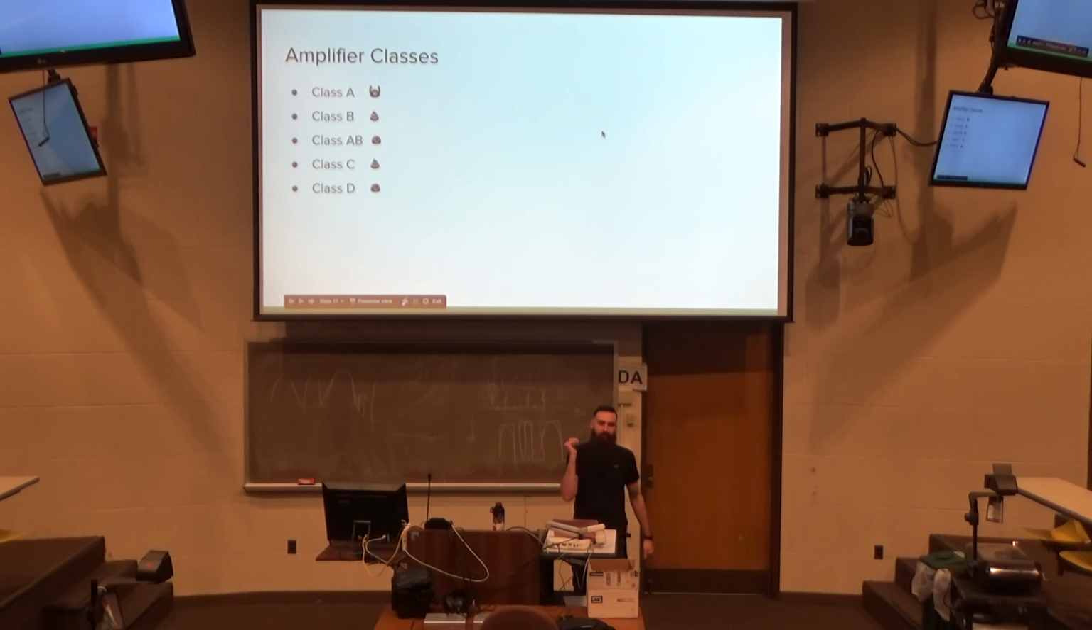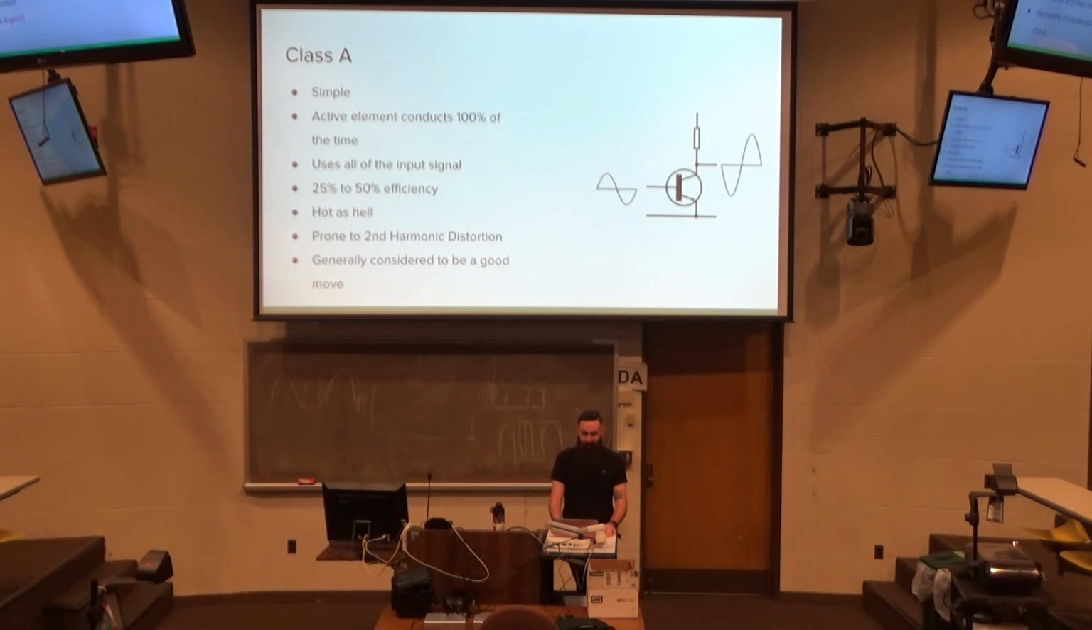We have class B, poop, class AB, class C, poop, and class D, which is also poop. Class D is the most common. It's the one that's used in your phone. It's the one that's used all the time. It's what you listen to in your laptop. It's generally your life, and I feel sorry for you. Sorry. So let's talk about the best and then go to the worst.